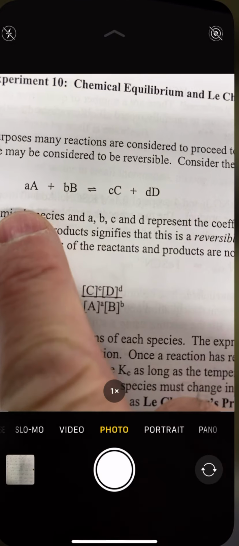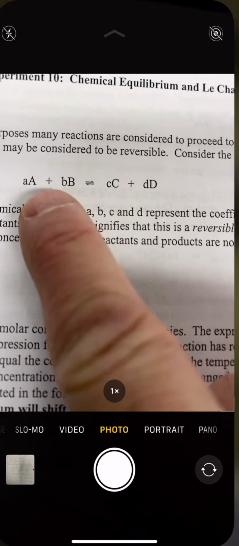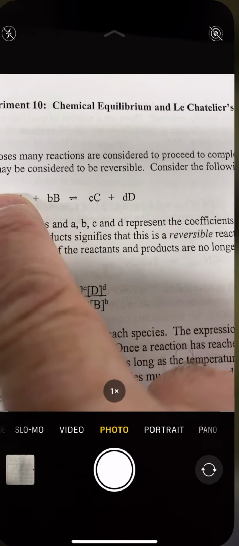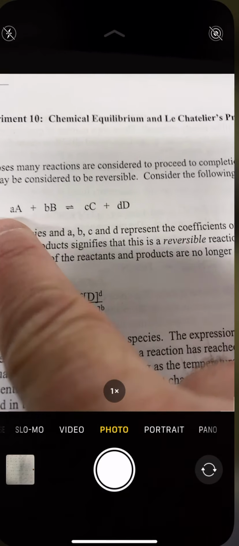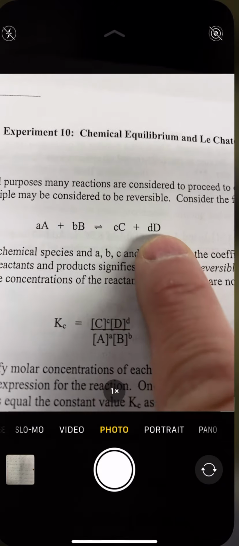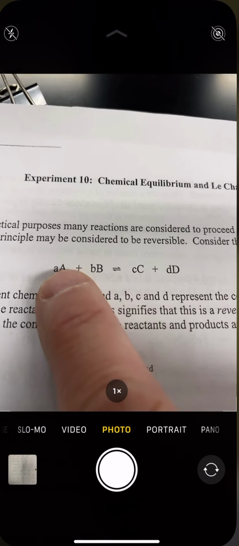If I add more A, then it's going to push the reaction towards C. If I add more B, it pushes the reaction towards C. If I add C or D, it pushes it back the other way. So we can shift the equilibrium to the right by adding more A and B. We can shift the equilibrium to the left by adding more C and D. So that's pushing the reaction. If you add more to one side, it pushes it to the other side.